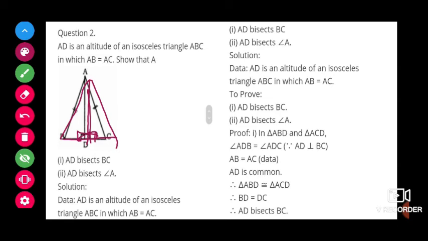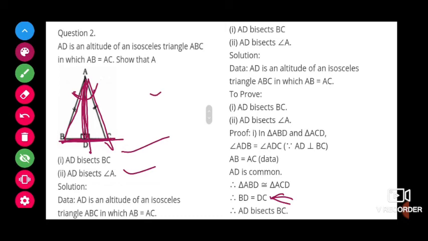So if the two triangles are equal, children, the corresponding parts will also be equal. So we can say that angle BAD is equal to angle DAC. So we can say AD is bisecting angle A. Next one, BD is equal to CD. That is also a corresponding part of congruent triangles. So AD is bisecting BC also, the base BC also. That's it, children. Both we have shown.